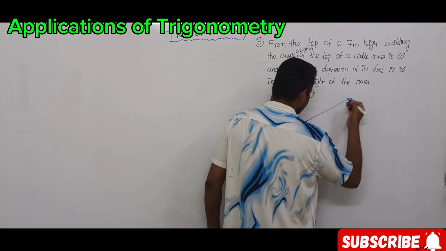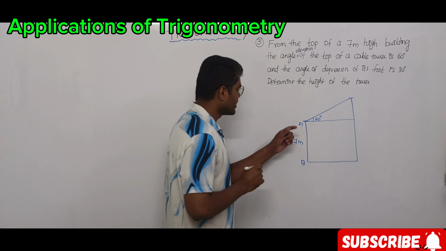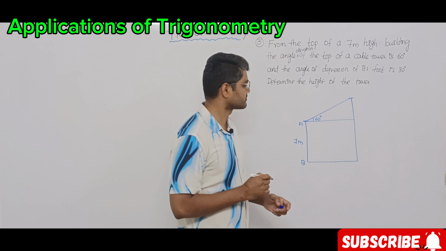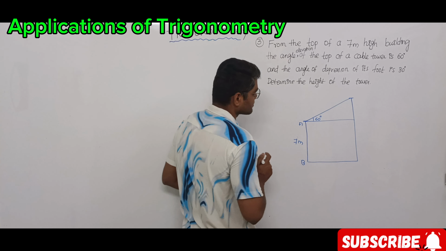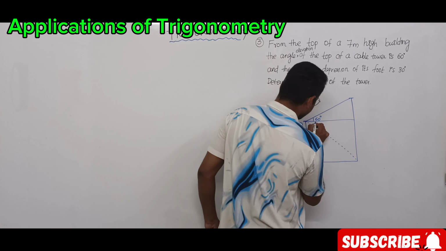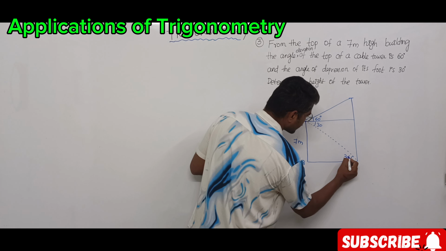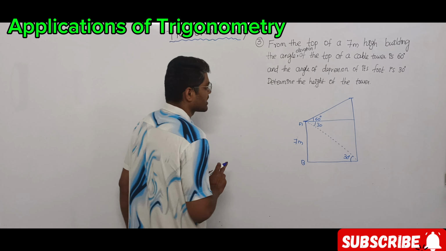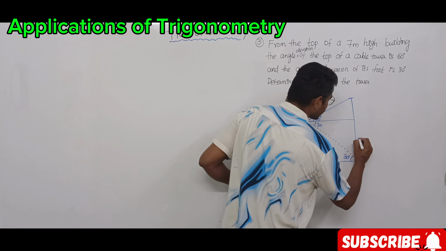So this is 60 degrees. From the top of the building to the top of the tower, that is the 60 degrees angle of elevation. Now, from the top of the building to the foot of the tower, this is the angle of depression, which is 30 degrees. If it is 30, this becomes 30, because these two lines are parallel and this is a transversal, so alternate interior angles are equal. If AB is 7, this also becomes 7.